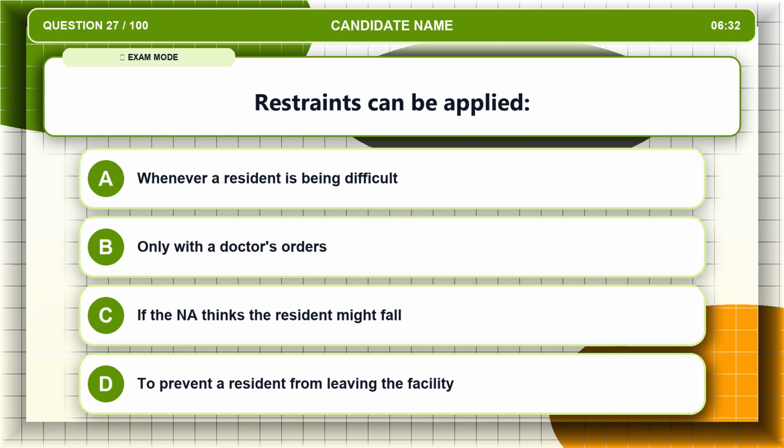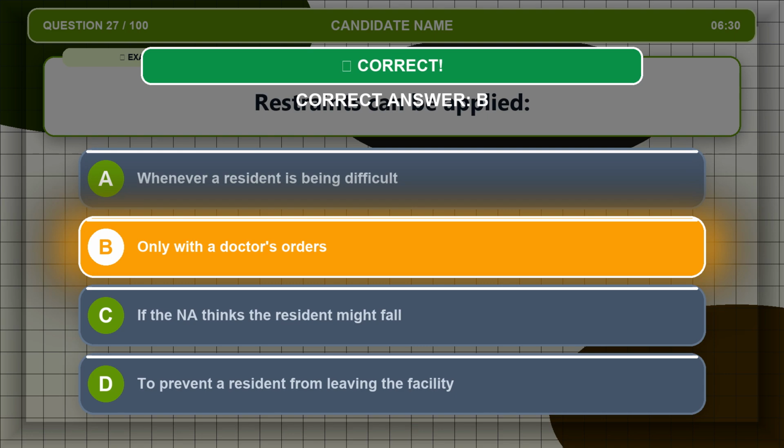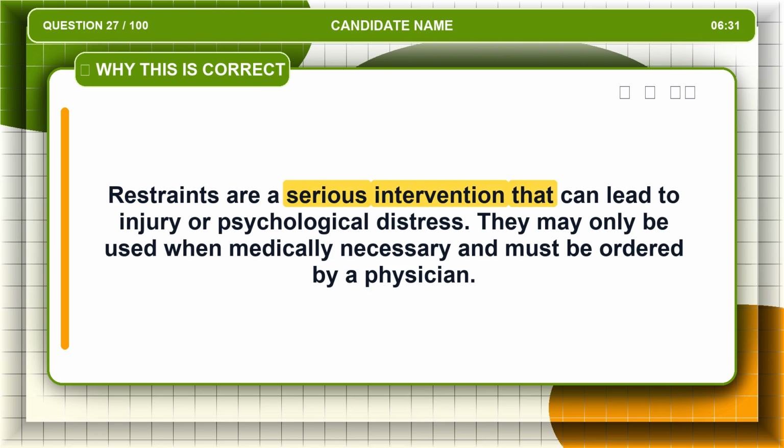Question 27. Restraints can be applied. Option A. Whenever a resident is being difficult. Option B. Only with a doctor's orders. Option C. If the NA thinks the resident might fall. Option D. To prevent a resident from leaving the facility. The correct answer is option B. Only with a doctor's orders. Restraints are a serious intervention that can lead to injury or psychological distress. They may only be used when medically necessary and must be ordered by a physician.